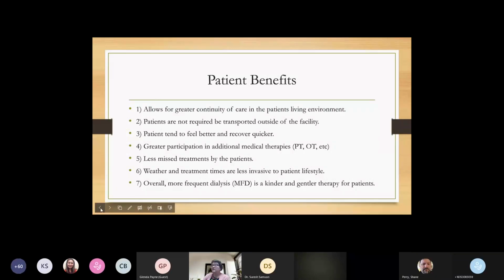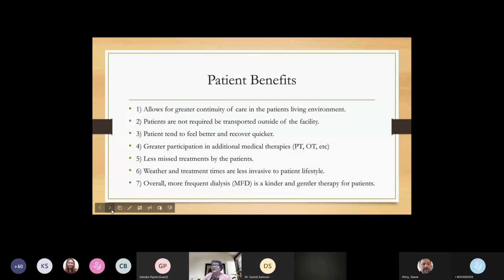That energy does allow for greater participation in additional medical therapies such as physical therapy and occupational therapy. Many times when a patient does conventional dialysis, where they go to a dialysis clinic 3 times a week, after their dialysis treatment they feel so wiped out that when they return to their skilled facility, they either refuse to participate in their care, or their other therapy sessions are limited. Maybe they don't do the full physical therapy.